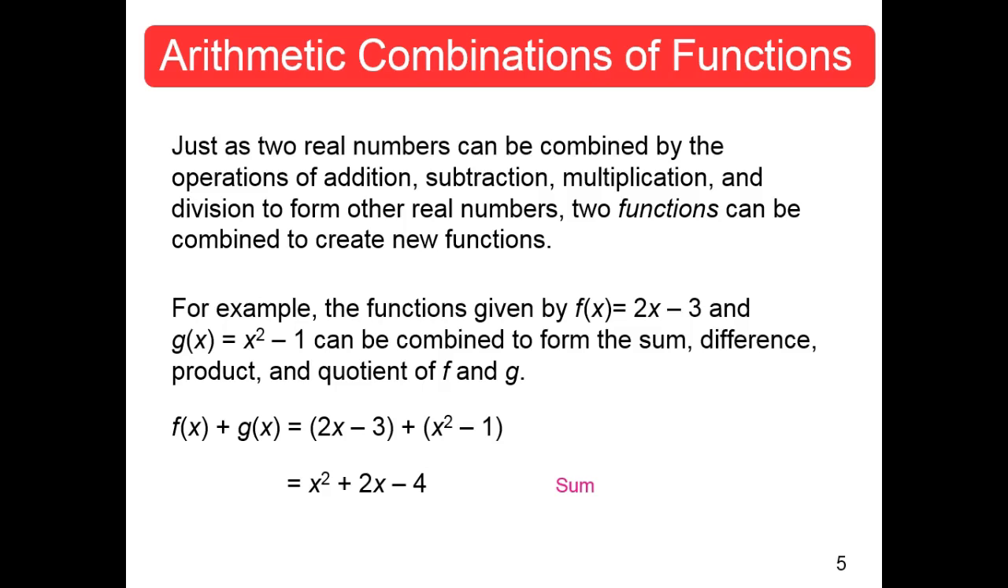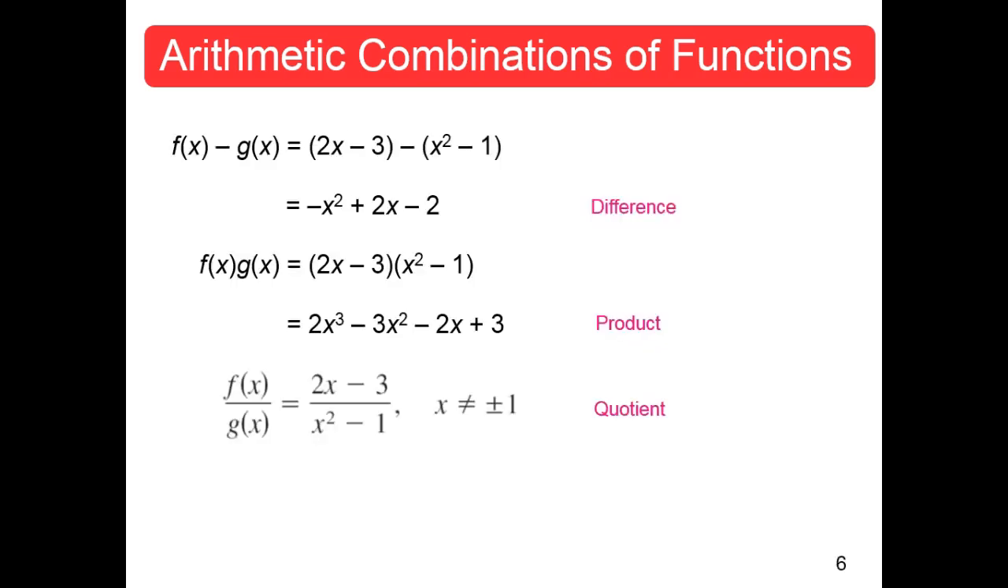What if you're taking the difference? Well, let's see, they're only doing the sum here. So x squared plus 2x minus 4. Perfect. That's the sum. But what happens about the difference? Now, let's go back for a moment.